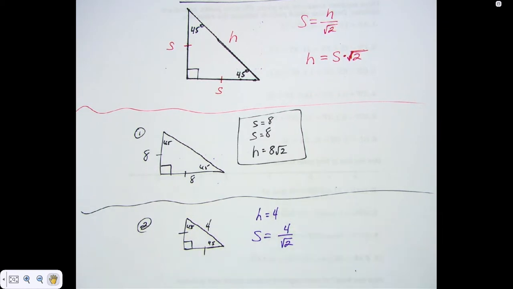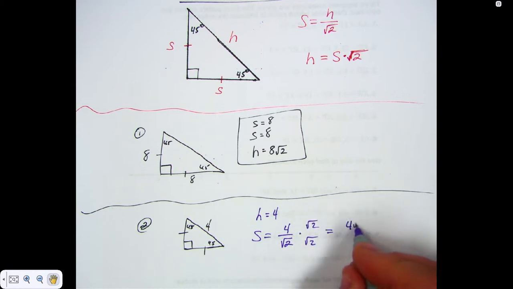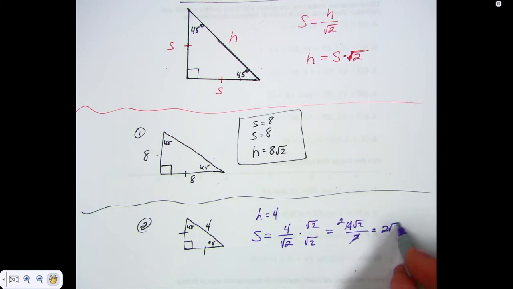Can I say that's what S is? Can anybody tell me why I cannot? Because you can't have a radical on the bottom, so now I need to multiply by square root of 2 over square root of 2. Remember how to do that? Yeah. 4 square root of 2 over what? 2. Now the 2 just becomes radical 2. Yeah, that's both S's.